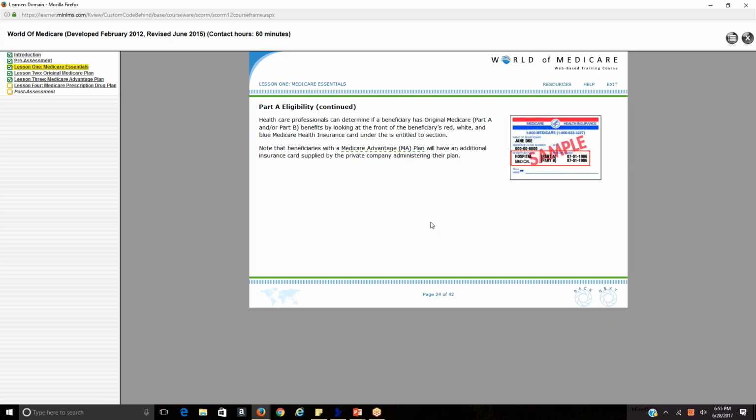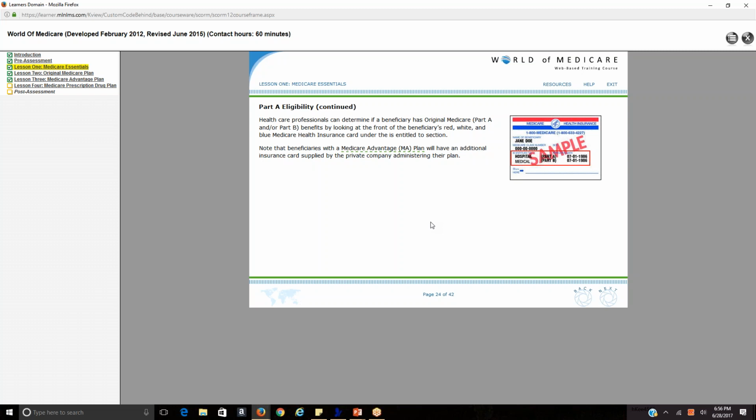The Medicare eligibility cards. When you become eligible for Medicare, you are given a red, white, and blue card. At this time, the red, white, and blue card, where it says Medicare claim number, if you are the beneficiary, if the Medicare eligibility is under yourself and not under a spouse or a parent, then it's going to be your Social Security number followed by a letter.